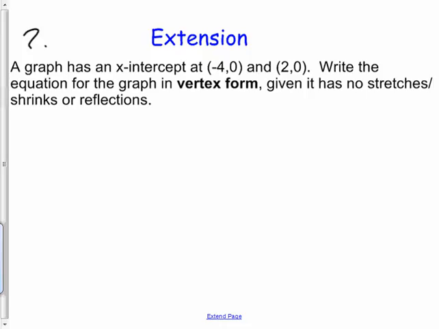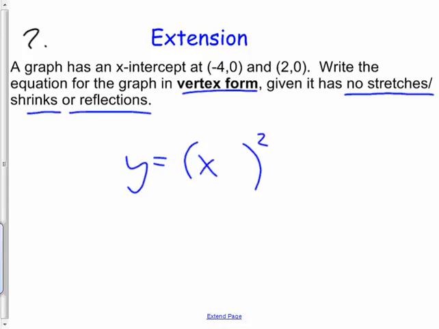A graph has an x-intercept at negative 4, 0 and 2, 0. That's basically doing the same thing as last time, except it doesn't tell you the vertex. You have to figure it out and then make it in vertex form. And the nice part is it says right here, there's no stretches or shrinks or reflections. So you know it looks something like this. Y equals something squared, and it's got to be an x here. And then I just got to figure out what to put here and here. So I really only need the vertex.